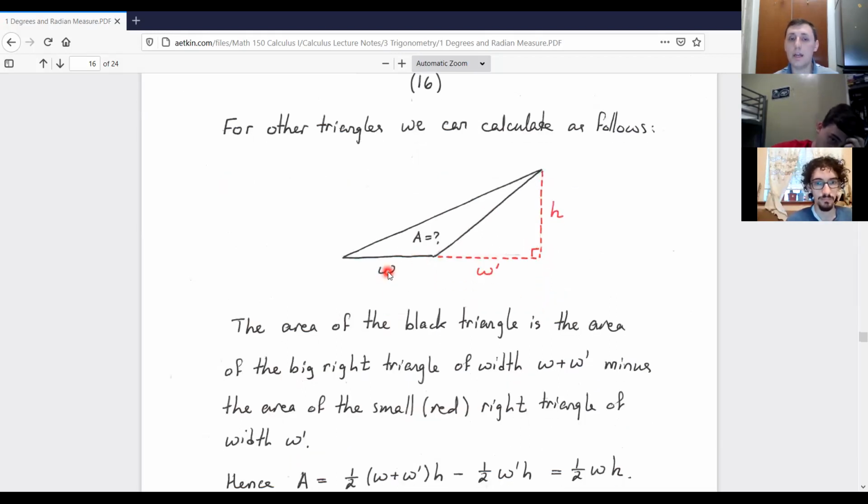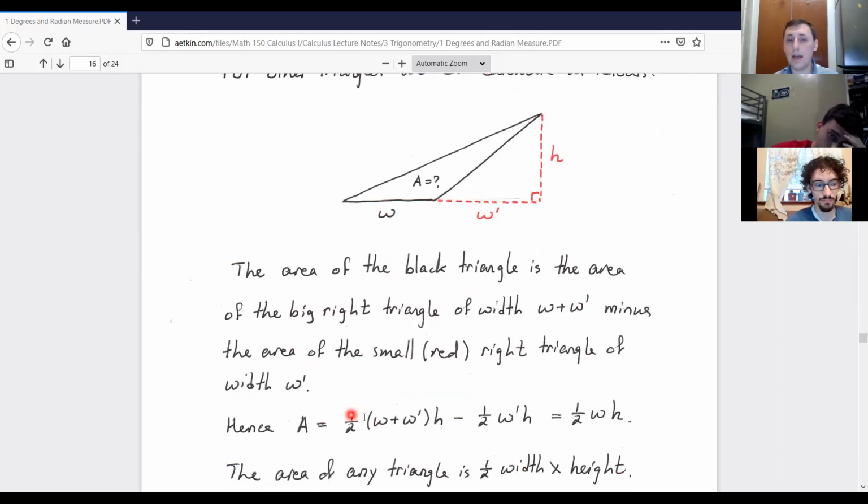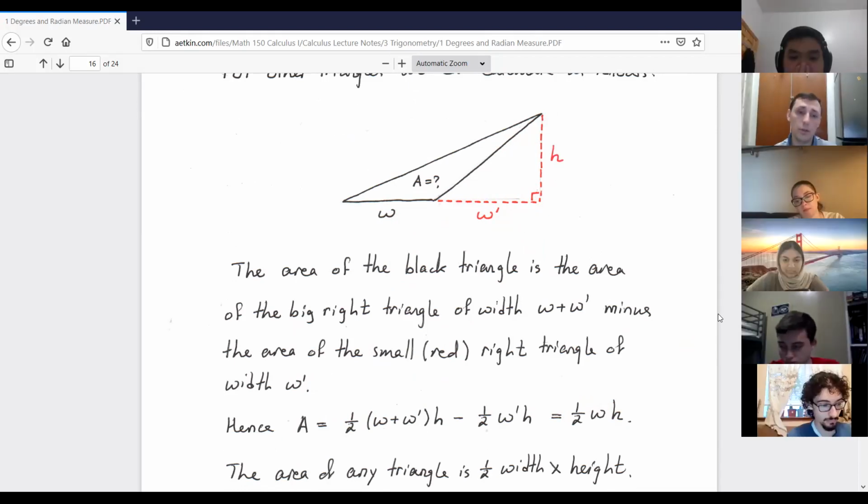So what's the area? The area of this triangle would be 1/2 (W plus W') times H, this big right triangle, minus this red right triangle. Do you agree? And when I carry that calculation, what do I get? I get 1/2 W times H. So the area of a triangle is always, no matter whether it's right or not, 1/2 base times height. You understand?